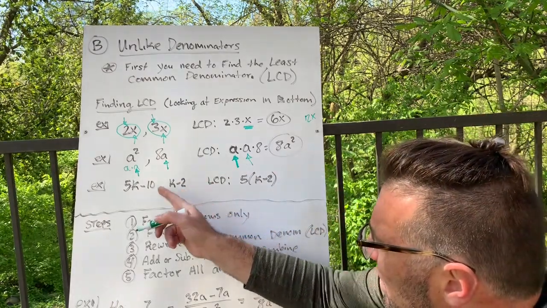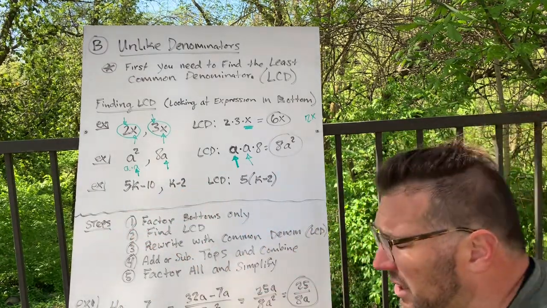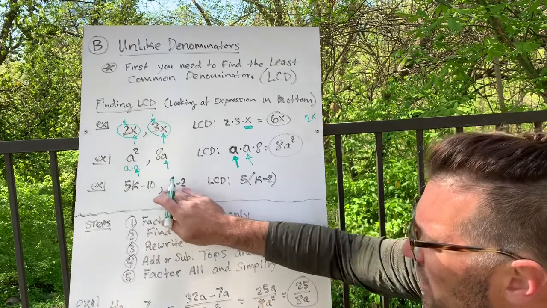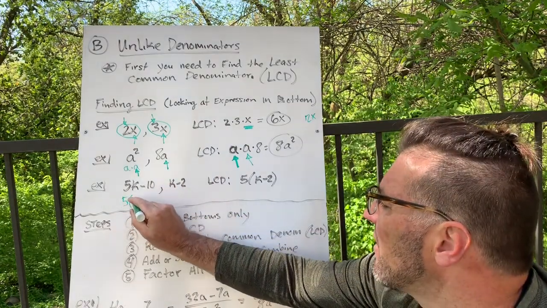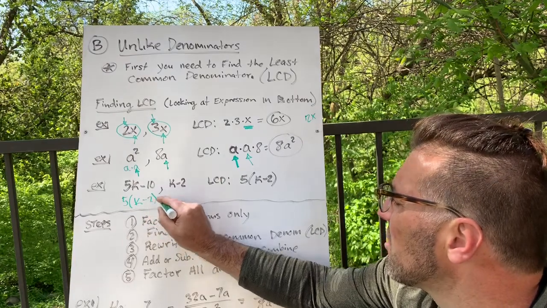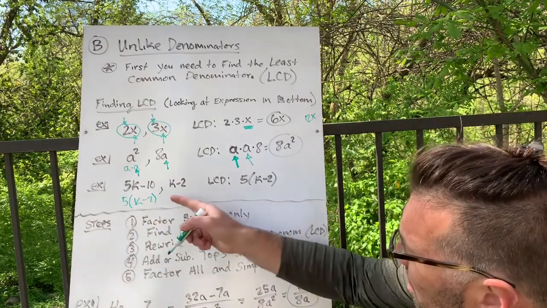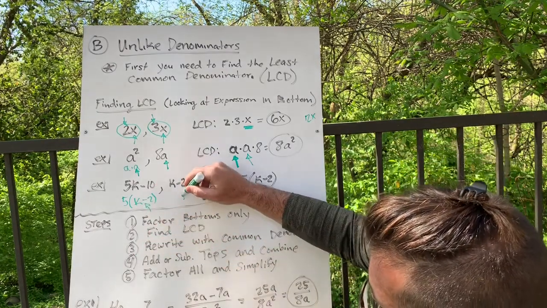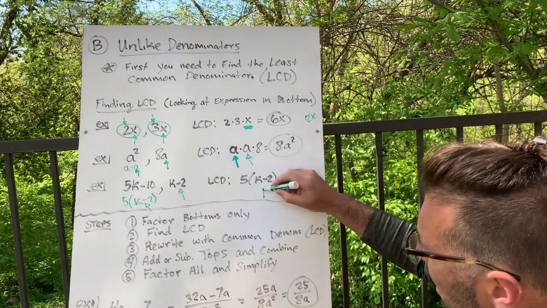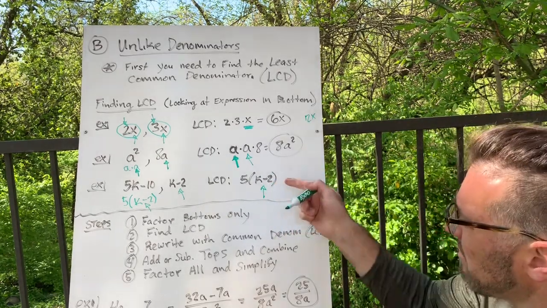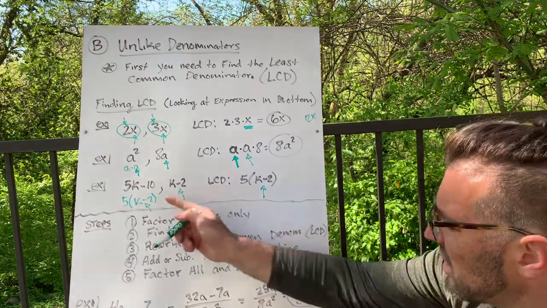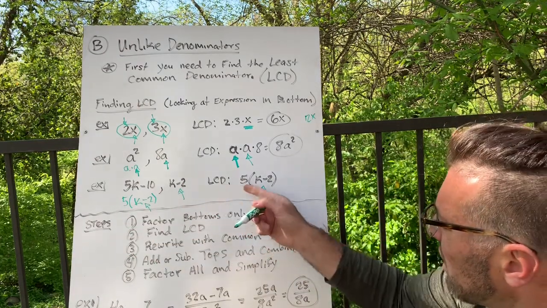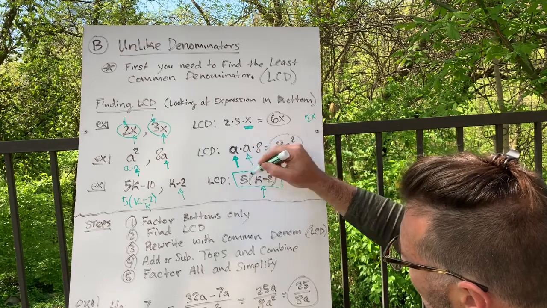Look at this one. Now it helps to first factor these. Notice, these were monomials, so you didn't really have to factor much. These are binomials, so with this one here, we can factor out a 5, and we get k minus 2. Now it's a lot easier for us to see that this has a factor of k minus 2, this has a factor of k minus 2. Which means that our LCD needs to have a factor of k minus 2. There it is. That k minus 2 covers both of these. But this one has a factor of 5. And so we need to include that factor in our LCD. And so our least common denominator is 5 times k minus 2.